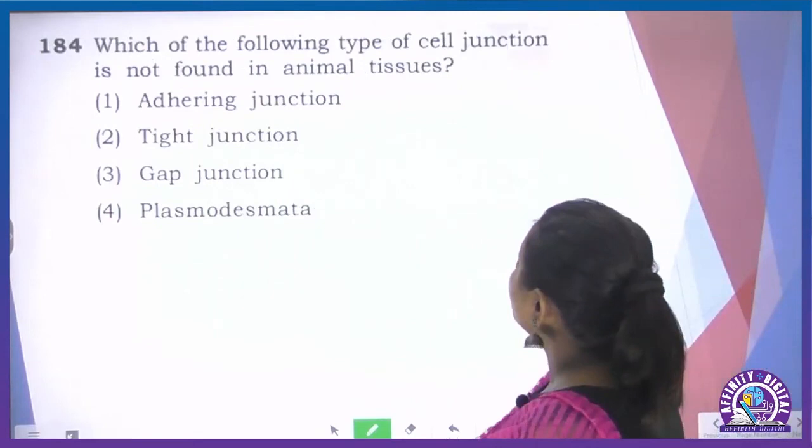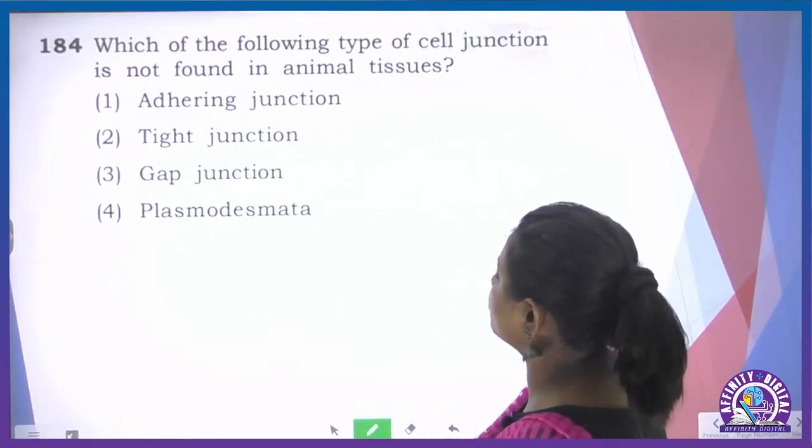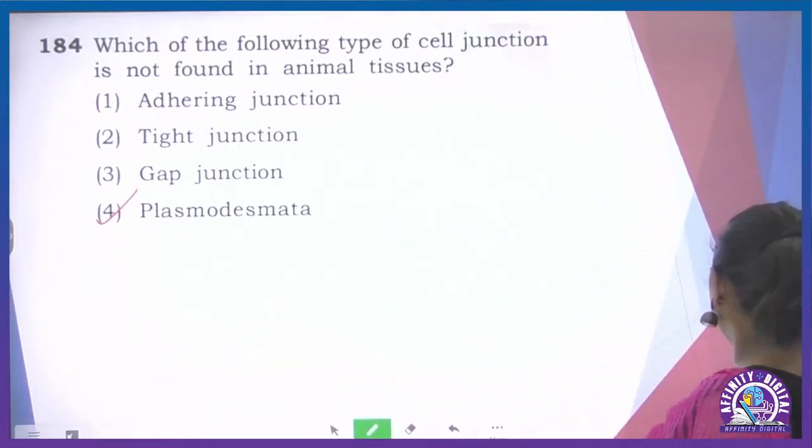Which of the following types of cell junction is not found in animal tissue? So it is plasmodesmata. Plasmodesmata is found in plants.